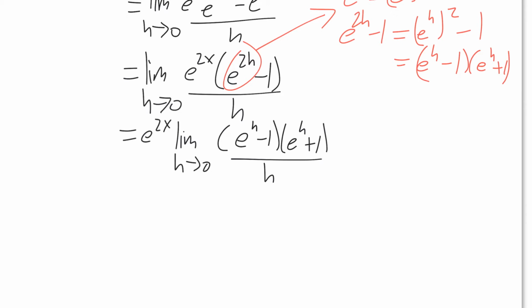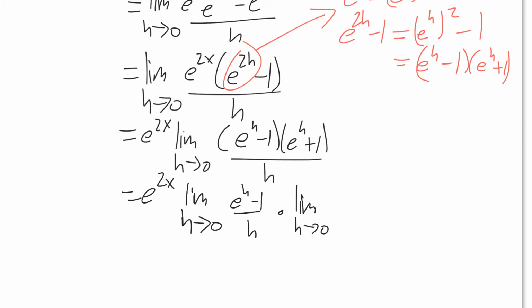Well, if we were to plug in h as 0, e to the h plus 1 is going to be e to the 0 plus 1. 1 plus 1 is 2. So this portion is just a 2 and this has no issue. This is the portion over here that's giving me the problem. And we remember our special limit. So we have e to the 2x times, and we could write it like this, limit as h approaches 0 of e to the h minus 1 over h times limit as h approaches 0 of e to the h plus 1.